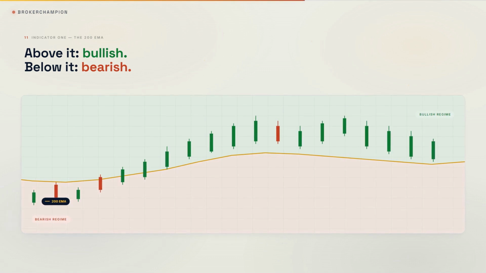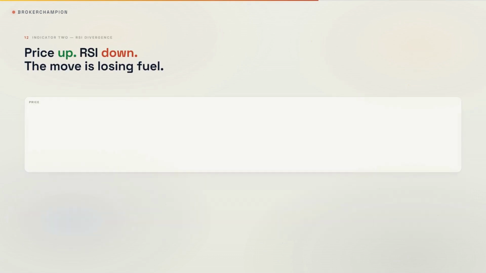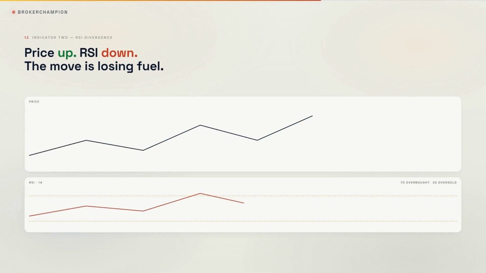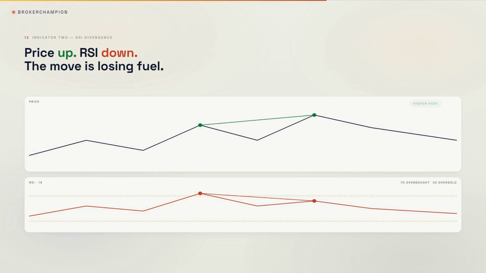It's a self-fulfilling level. And RSI, a 14-period oscillator bounded between 0 and 100. Above 70 is overbought. Below 30 is oversold. But the real signal isn't the line crossing 70, it's divergence. When price makes a new high but RSI doesn't, the move is losing fuel. That's the moment worth waiting for. 2 indicators. Delete the rest.